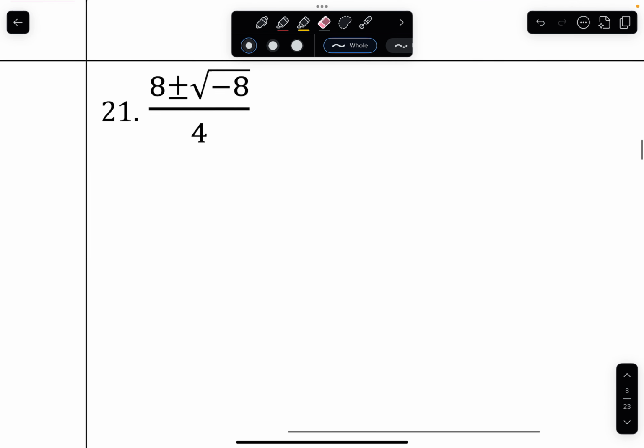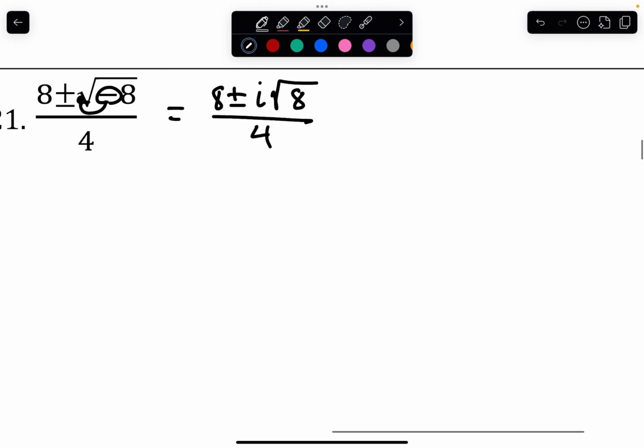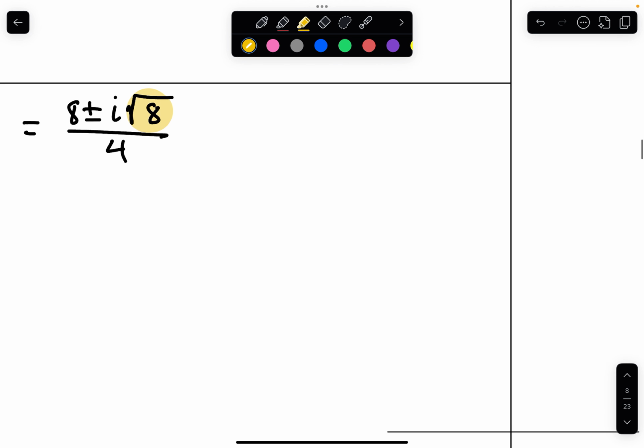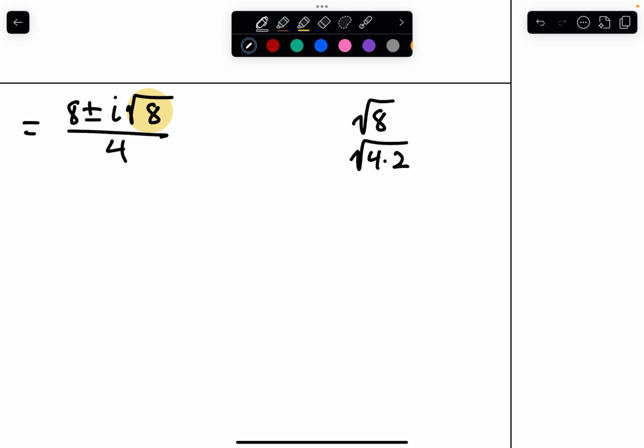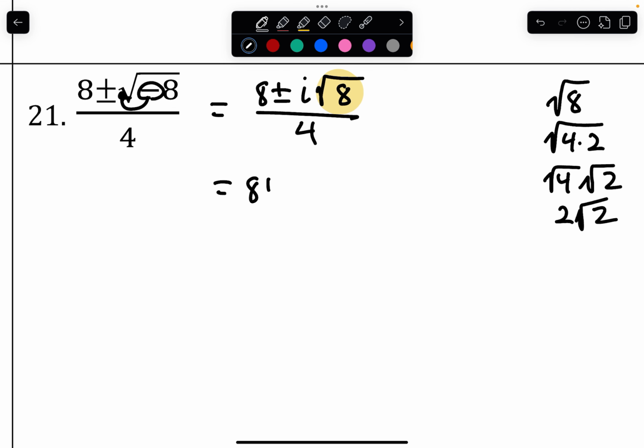Okay, last one. We know we're going to take an i out, so we're going to have 8 plus or minus i square root of 8 over 4. And then we just focus on the square root of 8 right now. Okay, so square root of 8 is the same thing as square root of 4 times 2. Break them up, that gives us 2 root 2. Okay, so I'm going to copy this down, 8 plus or minus, and I still have that i, but now I have a 2 root 2 all over 4.